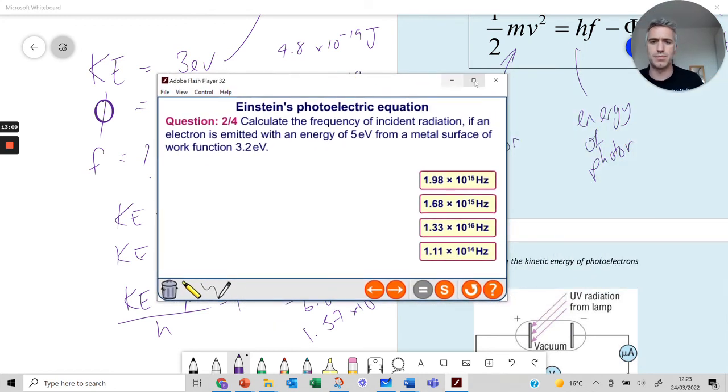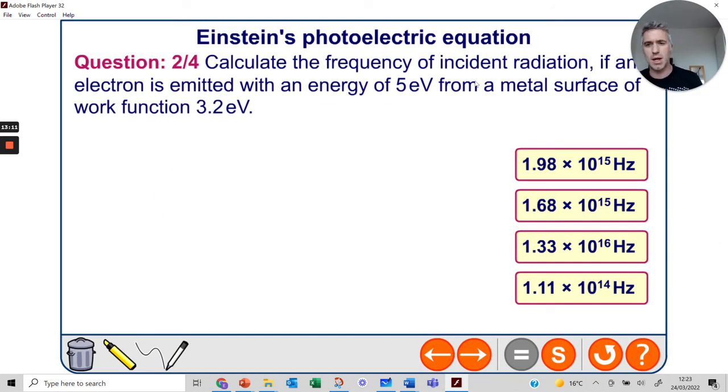So here we go. This time, the frequency of the incident radiation, we've got electrons. They've now got 5 electron volts. The work function was 3.2 electron volts. So what is the frequency of this? I'll work it out at the same time as you. Pause if you need to, and if not, let's see whether you got it correct.